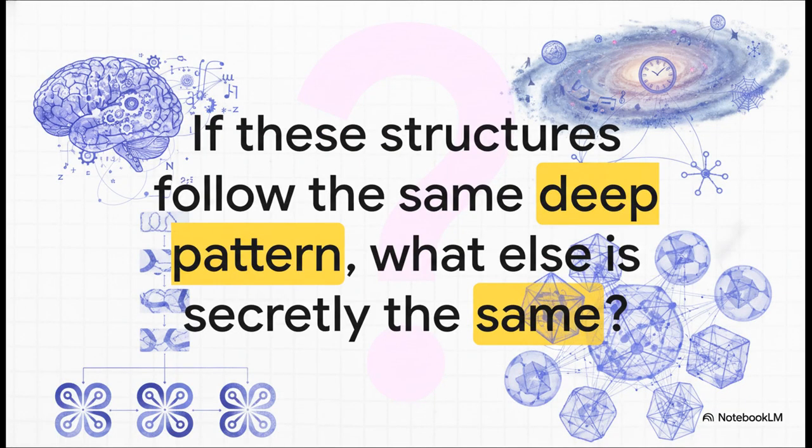And that leaves us with one final, kind of mind-bending question. We just saw that a monoid, a ring, and a monad are, in a very deep sense, the same thing. It just makes you wonder, if we look at the world through this lens, what other things in math, or even outside of math, are secretly just different versions of the same deep universal pattern? What else is secretly the same?